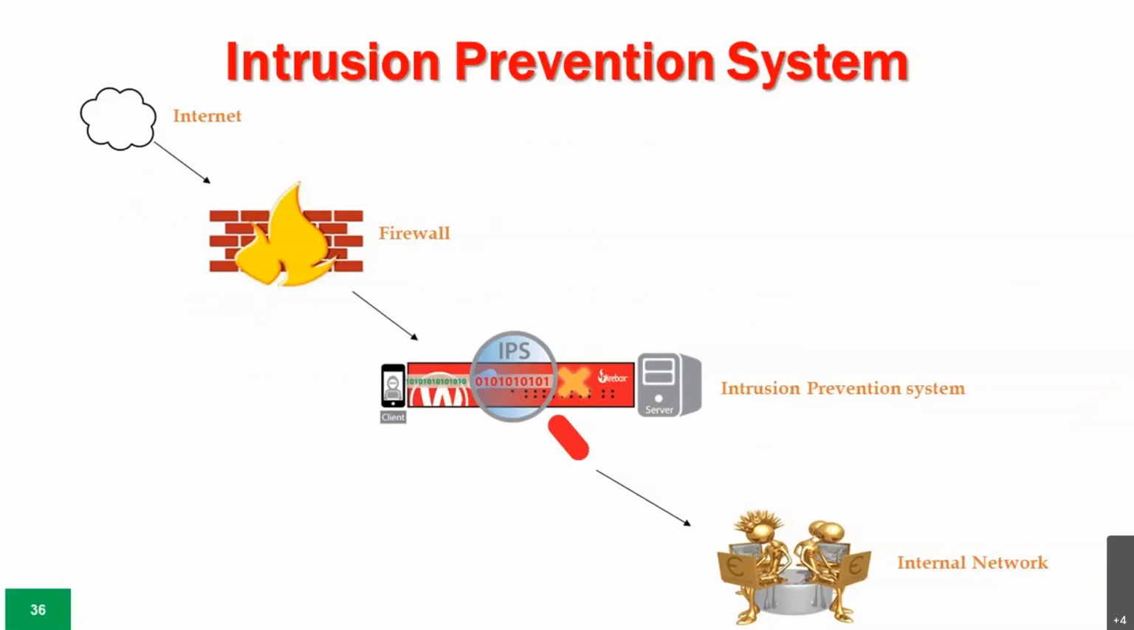The second device which is used for perimeter level security is the IPS, intrusion prevention system.